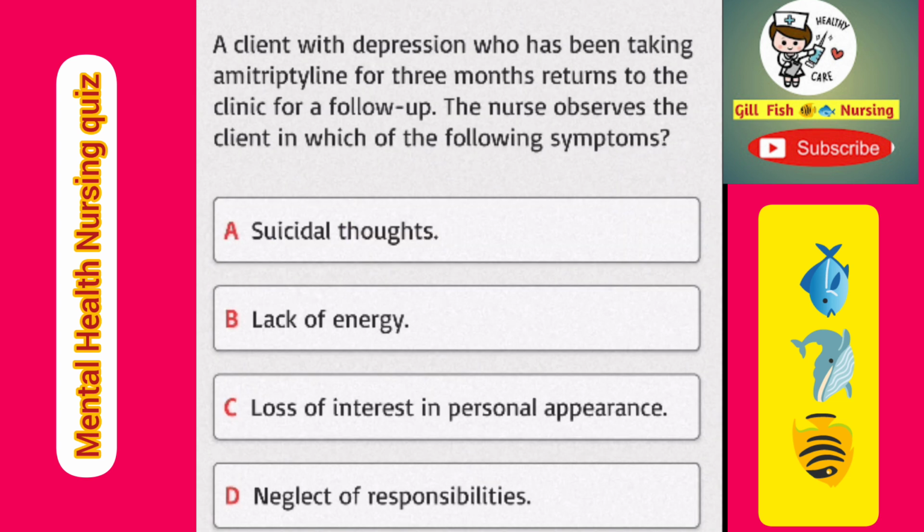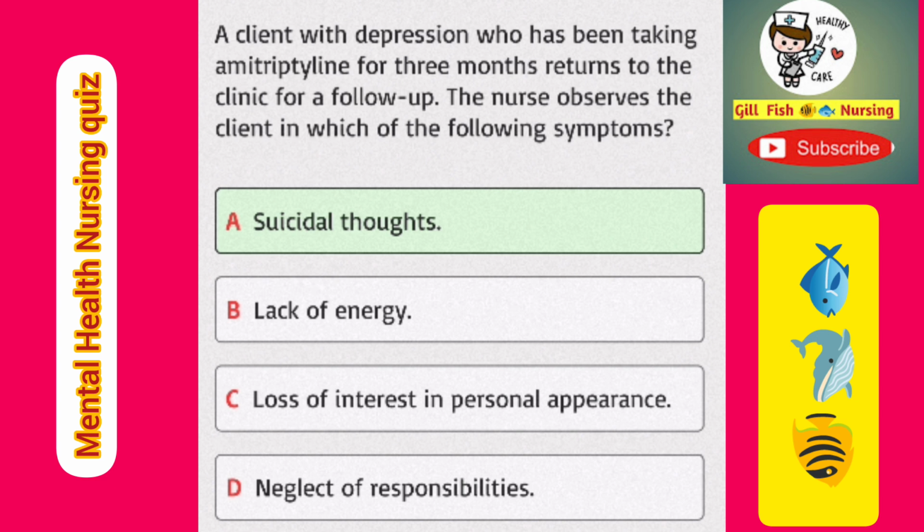A client with depression who has been taking amitriptyline for 3 months returned to the clinic for follow-up. The nurse should observe the client for which of the following symptoms? A, suicidal thoughts, B, lack of energy, C, loss of interest in personal appearance, D, neglect of responsibilities. So can you see the question? A client with depression who has been taking amitriptyline. That means they are taking antidepressant drugs. So what is the correct answer? That is suicidal thoughts, because lack of energy, loss of interest, and neglect of responsibility are all depression symptoms. So the only correct answer is suicidal thoughts.